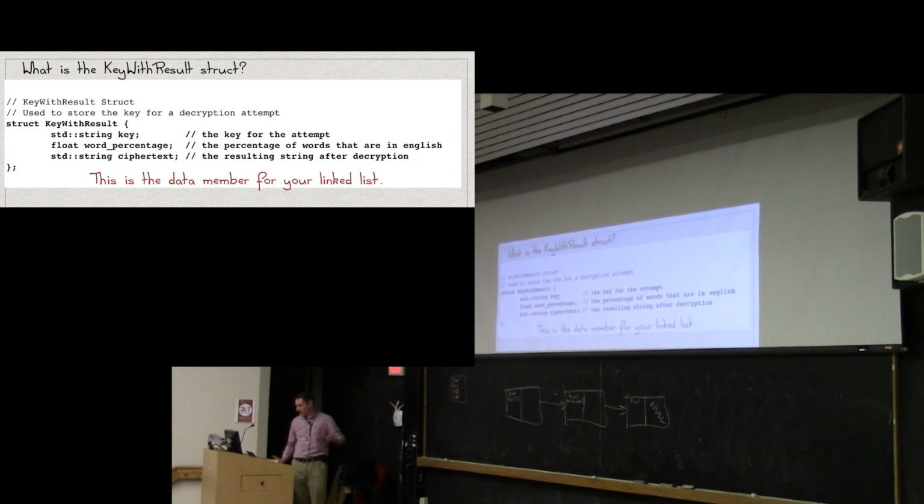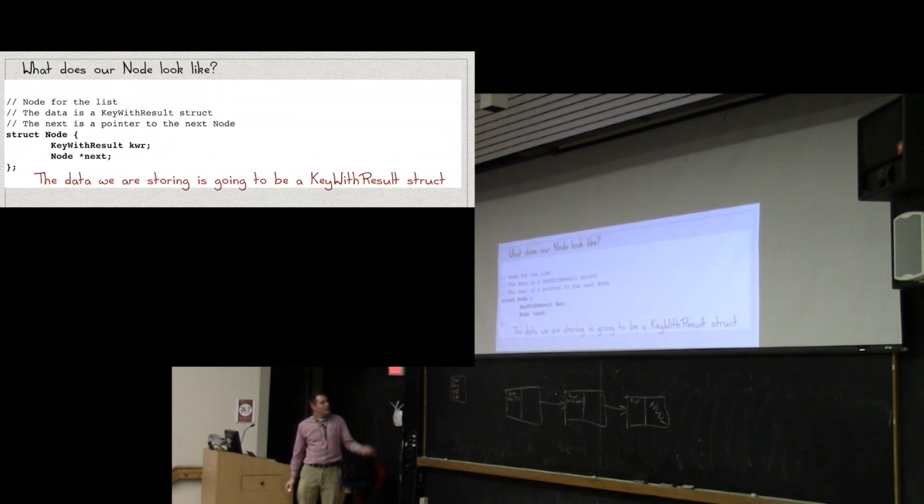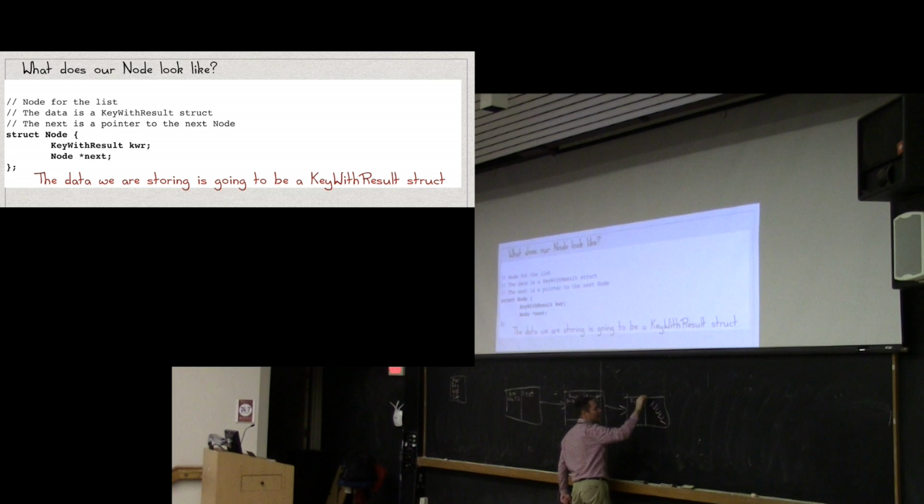Now, let's look at the actual node. This should look somewhat familiar. You have a node that has 2 things in it. One is this key with result. That's the data. The other is the next pointer to the node. So in the nodes, you've still got a next pointer here and here and here.